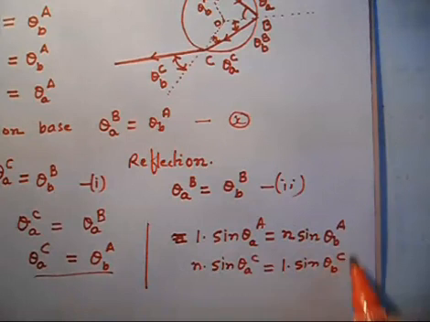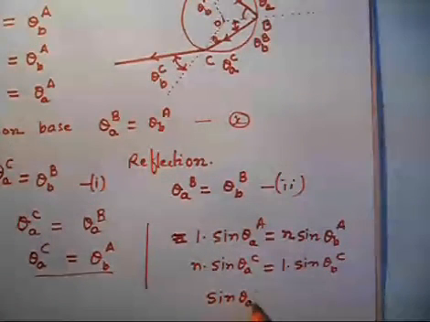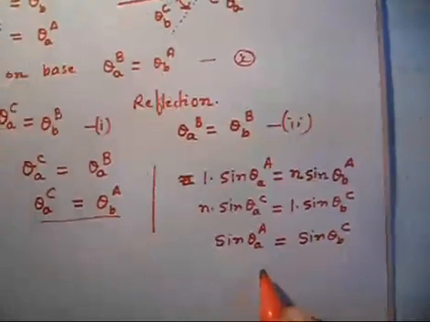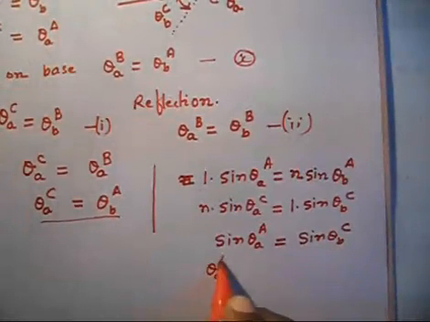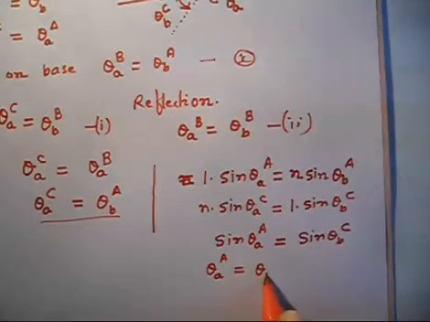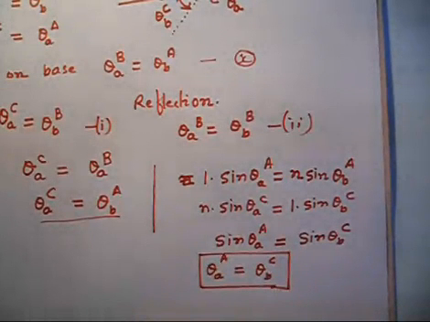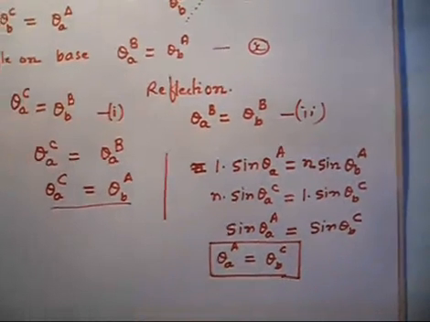So now if I combine these two equations, I can write sin theta A at A is same as sin theta B at C. So this means now I can say theta A at A is equal to theta B at C. So this is the result we can always write. Now this is the first part, this is the easy part.